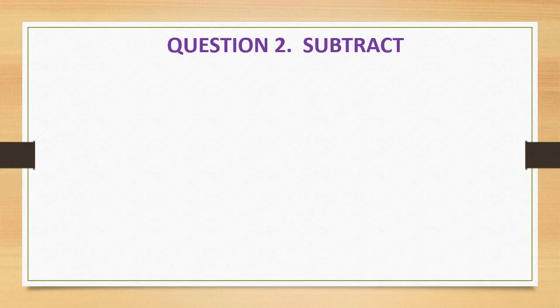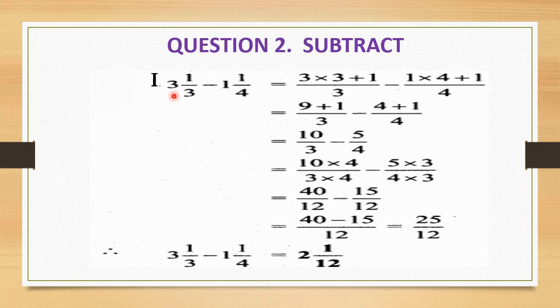Question number 2. Subtract. First one is 3 and 1 by 3 minus 1 and 1 by 4. So here 3 multiplied by 3 plus 1 upon 3 minus 1 multiplied by 4 plus 1 upon 4. So 3 threes are 9 plus 1 upon 3 minus 4 plus 1 upon 4. So 9 plus 1, that is 10 by 3 minus 4 plus 1, that is 5 by 4. So here you can see the denominator is different.